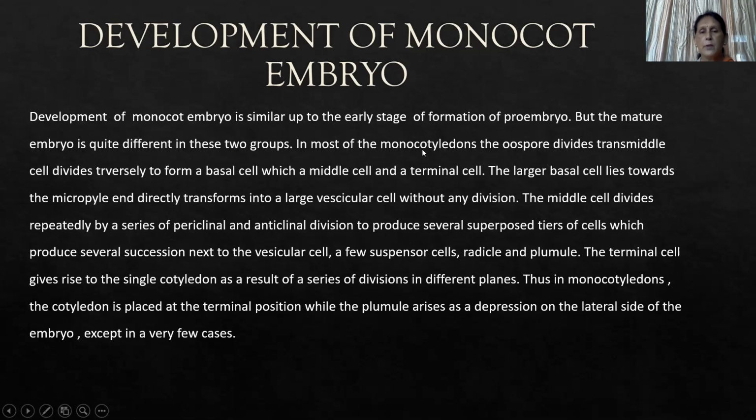In most of the monocotyledons, the oospore divides transversely to form a basal cell, a middle cell, and a terminal cell. So in the monocot, we find 3 cells: basal cell, middle cell, and terminal cell. But in dicot, we first find a 2-cell structure after formation of the zygote when it divides transversely. One is the basal cell, the other is the terminal cell.